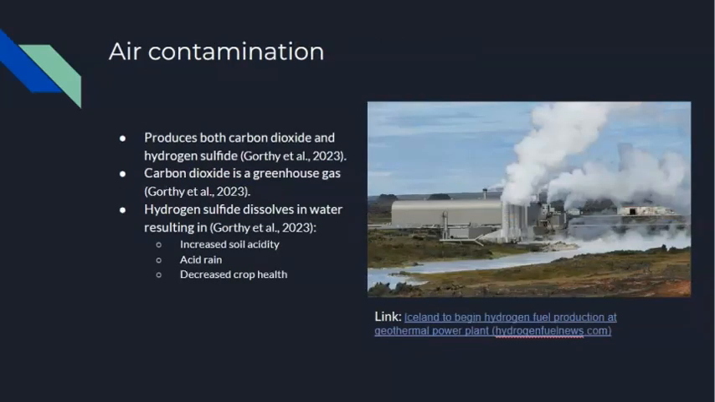So air contamination. Geothermal power plants produce two different kinds of toxic gases. One being carbon dioxide, which is a greenhouse gas, and the other one being hydrogen sulfide, which isn't a greenhouse gas, but it does dissolve in water, which can result in an increase in soil acidity in the surrounding area. Hydrogen sulfide is also part of what causes acid rain, and with both an increase in soil acidity and more acid rain, that could also lead to a decrease in crop health, damaging crops in the surrounding area.